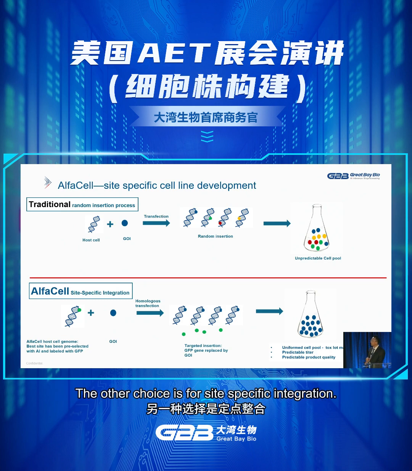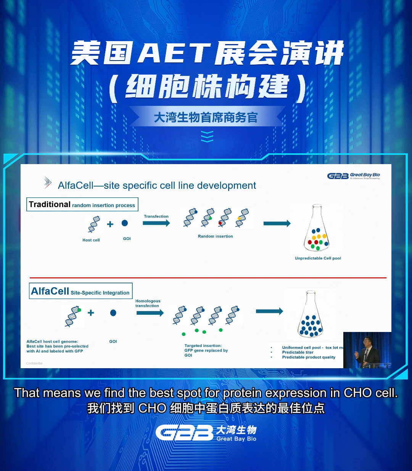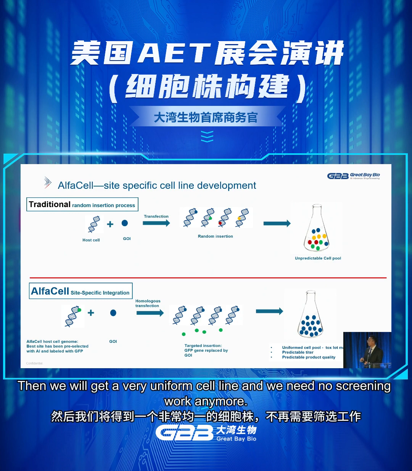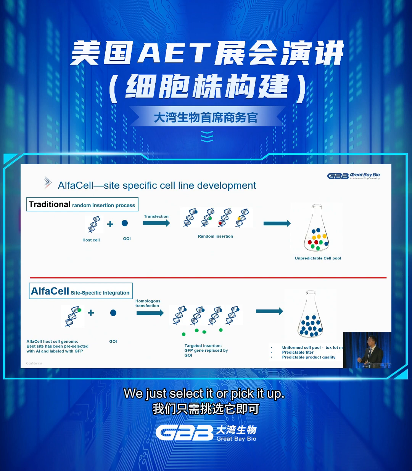The other choice is site-specific integration. That means we find the best spot for protein expression in the CHO cell, and then every time we do cell line development, we put the GOI into that site, which we call the hotspot. Then we will get a very uniform cell line, and we need no screening work anymore. We just select it or pick it up, that's all.